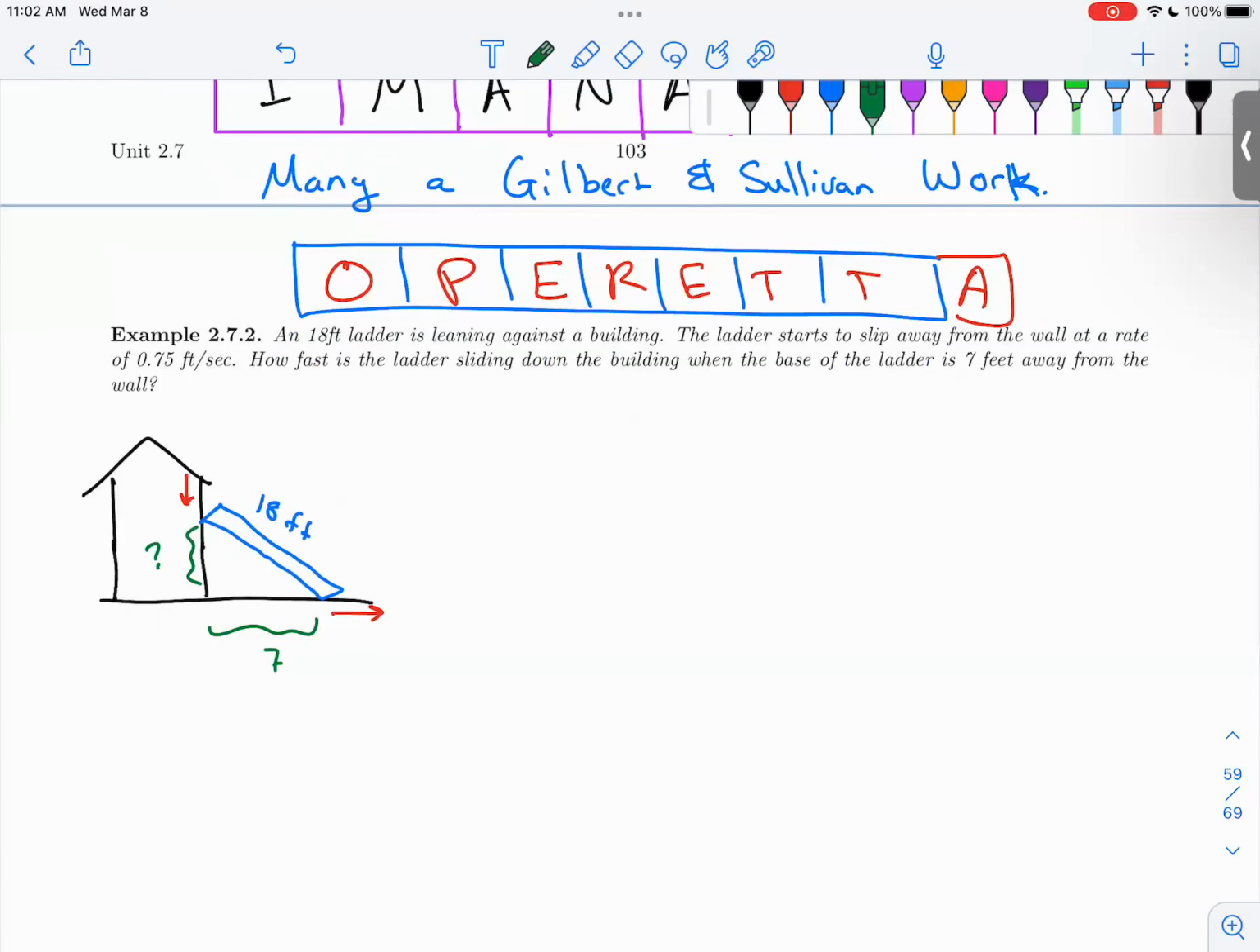And then what we do know is that it's slipping away from the wall, right? So which one is going to be the rate that we know? Do we know this one or this one? 1 or 2? 2. So what we're going to do is erase the actual numbers here, because that's going to be useful later when we're actually computing it. Right now, we want them to be labeled as general concepts. So let's call this side X and this side Y.